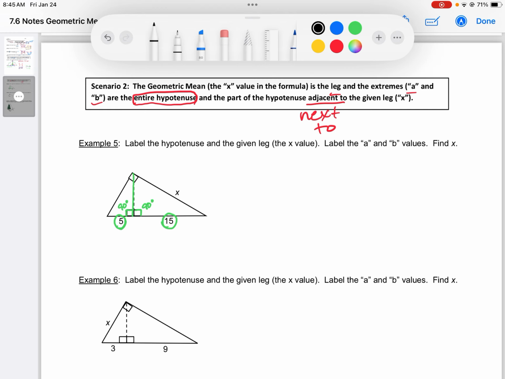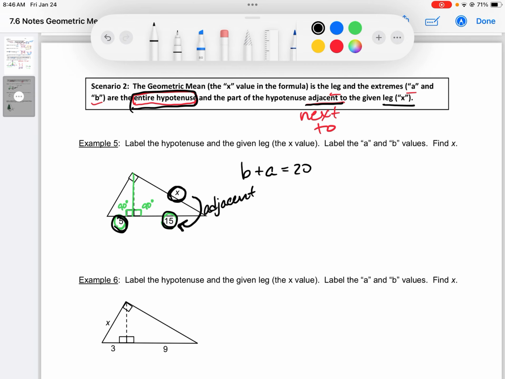Our A and our B are the entire hypotenuse, and then the adjacent to the leg. That's what I misread. So if this is our leg, adjacent means next to, it's going to be this number, okay? I'm sorry, it won't be this smaller number. It'll be the number adjacent to.